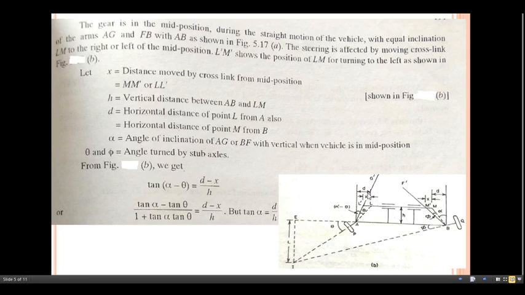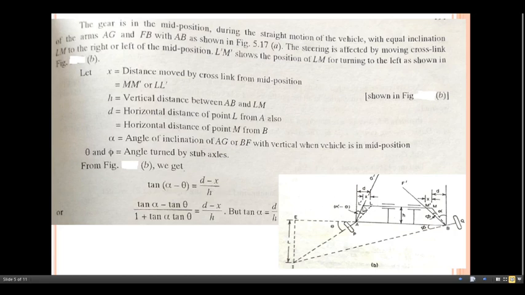Phi plus alpha. Now from the figure we can get the information regarding tan of alpha minus theta. For that, if I consider this small triangle here, here is the point A, here is L, or L dash. Here I can get the value for tan of alpha minus theta, which can be analyzed in this way.